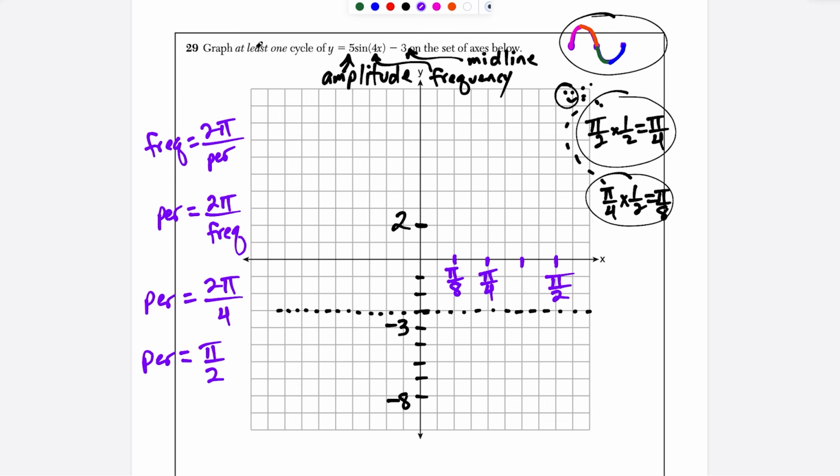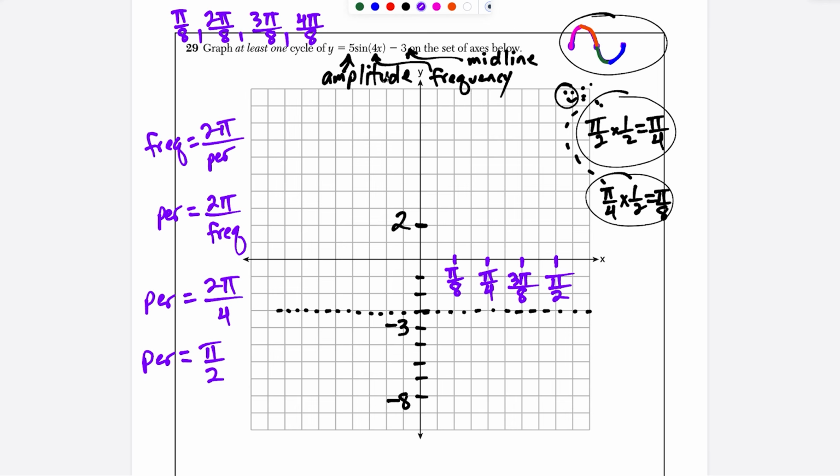So I like to think of this as if I had pi over 8, then next I would have 2 pi over 8, then 3 pi over 8, and then 4 pi over 8 if I'm just counting by pi over 8s. And notice that 4 pi over 8 is equal to pi over 2. 2 pi over 8 is equal to pi over 4. So this mystery value over here is 3 pi over 8.